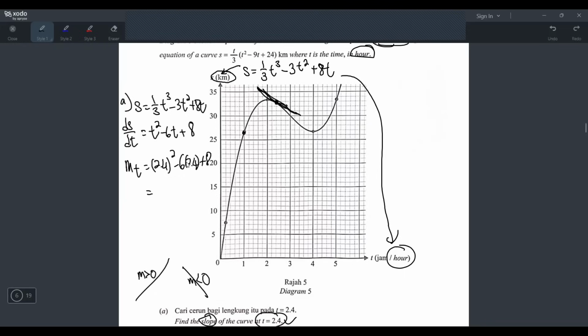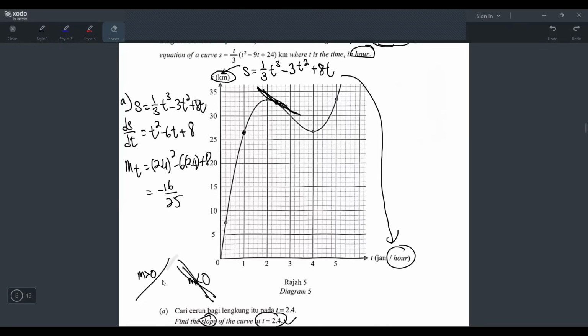Okay, so now time to press calculator. Bracket 2.4 close bracket square minus 6 bracket 2.4 close bracket plus 8. Okay, my calculator give me negative 16 over 25, right? So that's the answer. Negative 16 over 25. That's the gradient of this line. Okay, and it makes sense, right? Because the line is going down, and I say the line going down, gradient negative, right? So yeah, the line is going down. That's why the gradient is negative, right?